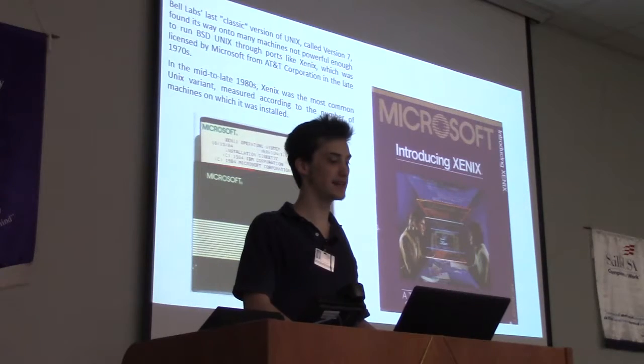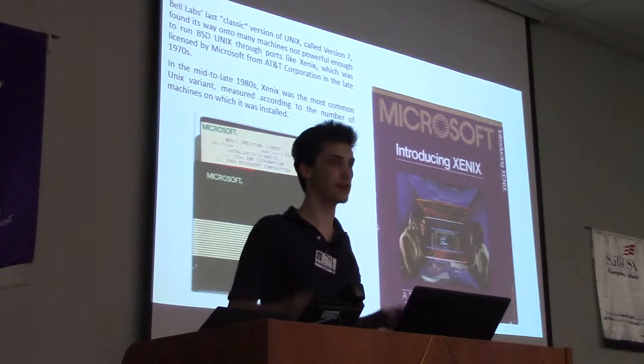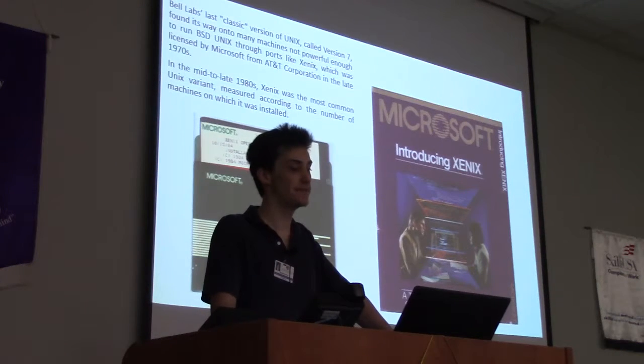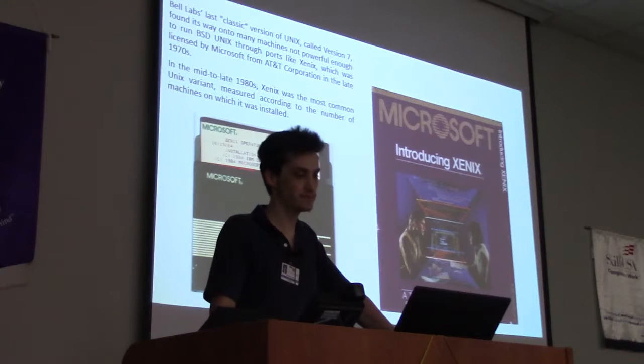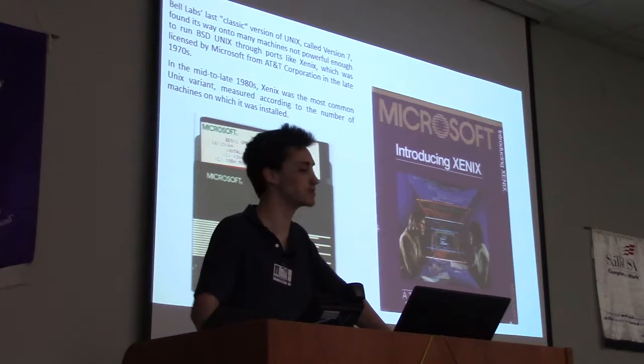So Bell Labs' last classic version of Unix, it was not their last version, it was the last classic version, whatever that means, called version 7, found its way into many machines not powerful enough to run BSD Unix through ports like Xenix, I suppose that's how it's pronounced, which was licensed by Microsoft, of all people, from AT&T Corporation in the late 1970s. In the mid to late 1980s, Xenix was the most common Unix variant, measured according to the number of machines on which it was installed.